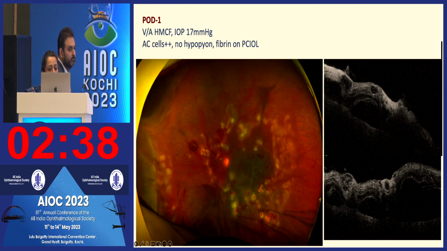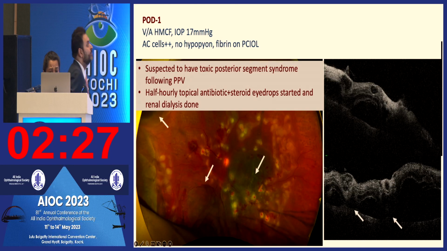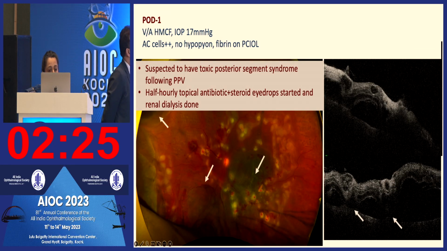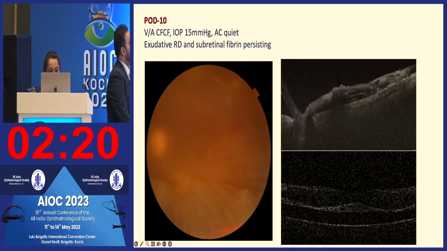AC shows cells, but there's no hypopyon and there's fibrin on the PCIOL. In the posterior segment, there is CDs, exudative RD, and you can see on the corresponding OCT, there is subretinal fibrin. Suspected to have toxic posterior segment syndrome. Half-hourly topical antibiotic steroids were continued, and she was sent for dialysis the next day.